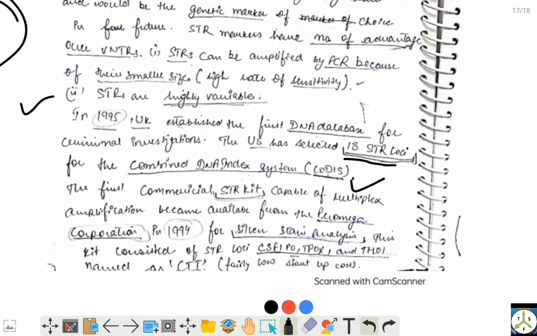The first commercial STR kit capable of multiplex amplification became available from the Promega Corporation, in which we are still using three STR loci: CSF1PO, TPOX and TH01, that are named as CTT. Clear. So in this, the syllabus training analysis was done.